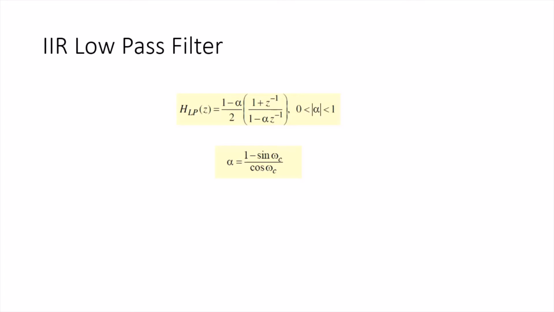If the cutoff frequency is more than 0.5 pi, then you can go for the IIR filter. You don't need to cascade the other filter. You can simply find the frequency response and cutoff frequency by using this alpha formula and calculate the filter coefficients. So let's go to MATLAB and calculate the filter coefficients and implement this filter in MATLAB.